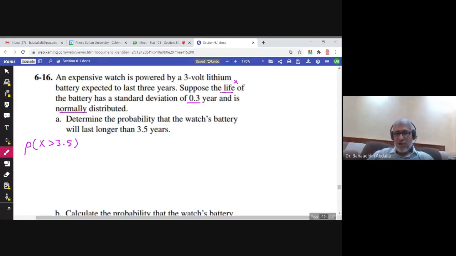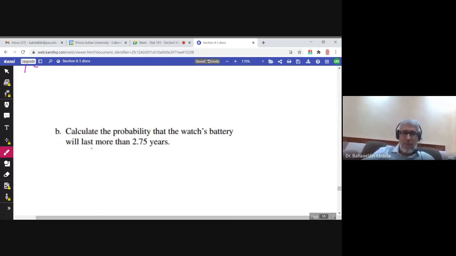An expensive watch is powered by a 3-volt lithium battery. This is the expected value, or the mean, to last 3 years. So in this question, the mean is 3 and the standard deviation is 0.3. You use this information and find this probability.